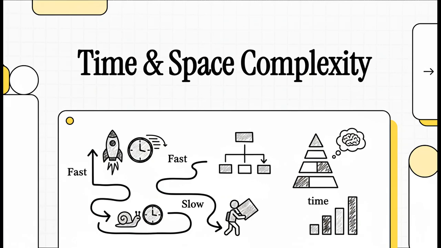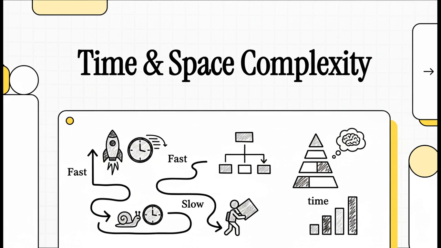Hey everyone. Have you ever used an app and wondered why it feels lightning fast while another one just chugs along? A lot of the time, the secret sauce behind that speed is something called algorithm efficiency. Today, we're going to pull back the curtain and see exactly how developers measure what makes code good.